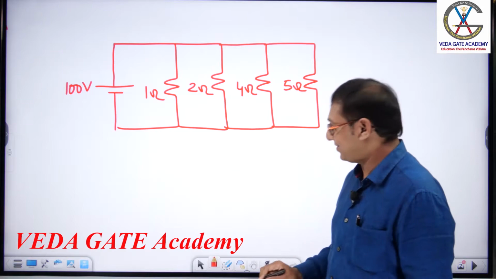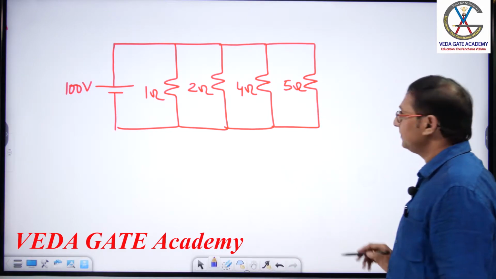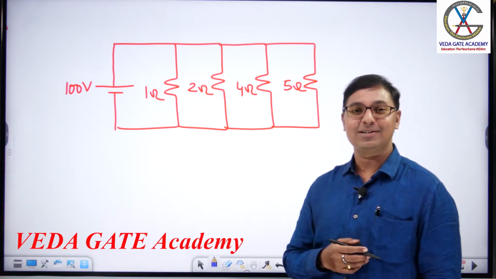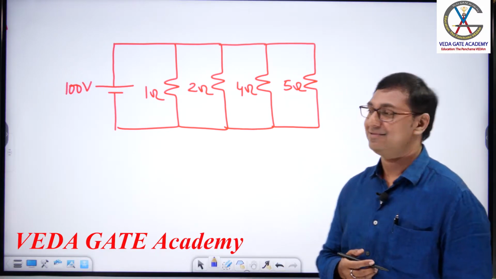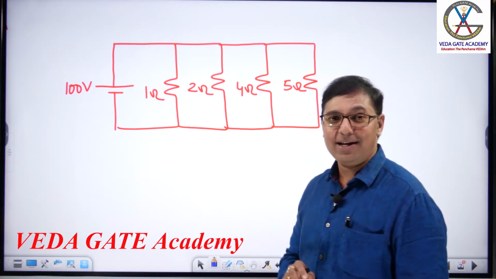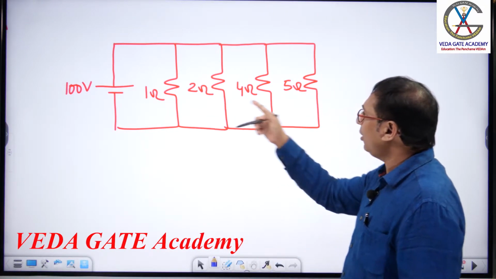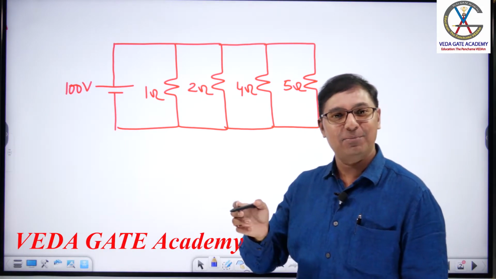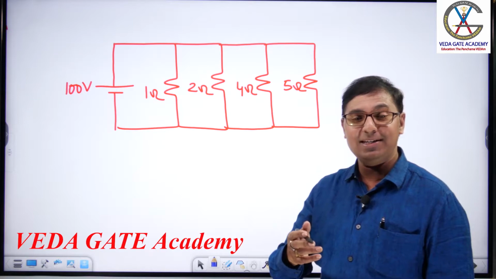Shall we find it? How will we start? What is the first step? How do you analyze? How do you find the current in all the branches? Tell me, how are all the branches connected? In parallel. In parallel, what is the same? Voltage is the same.